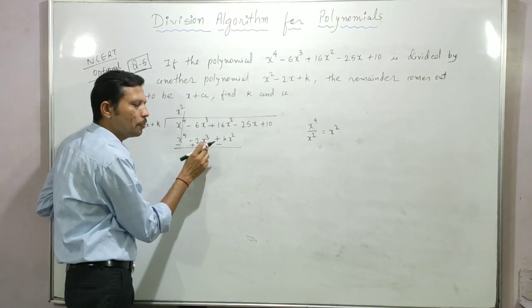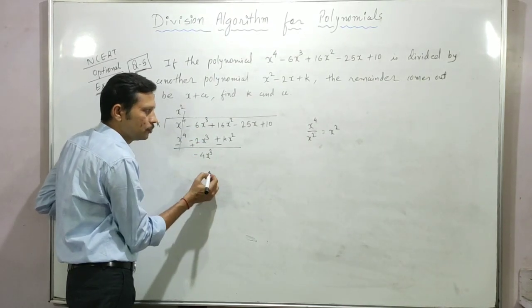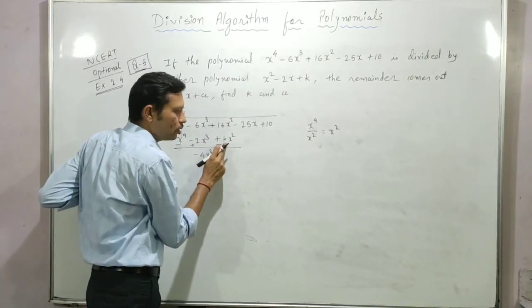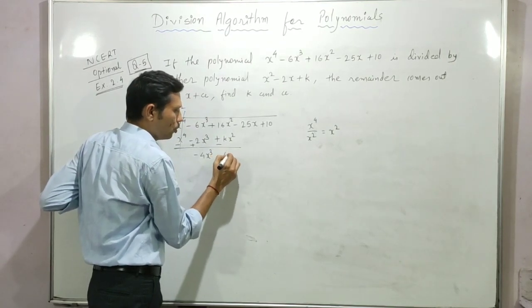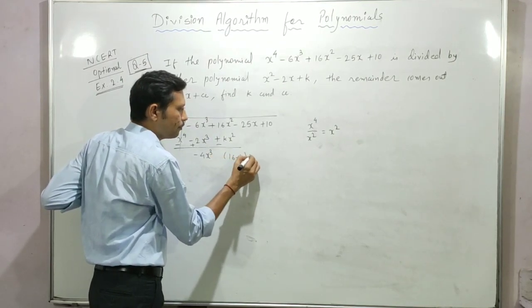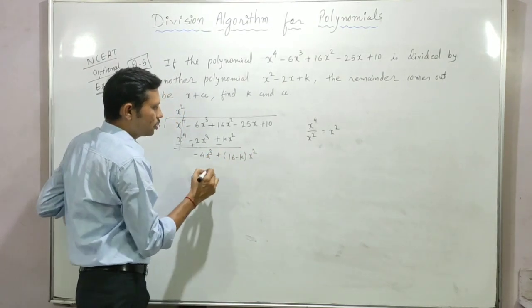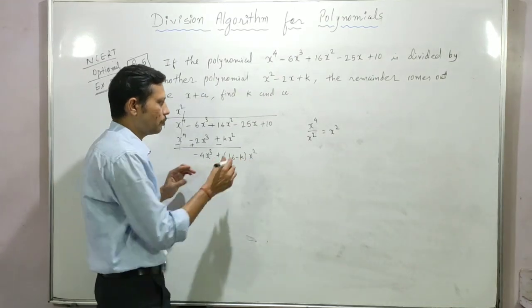These are the like terms. So minus 6x cube plus 2x cube. Different sign is there, so subtraction will be minus 4x cube. Now here like terms, but 16 and k they are different. So we will write down, it's in a group. So 16 minus k x square. Okay. Here it's a plus because plus 16 minus k that we noted here. So here it's a plus.